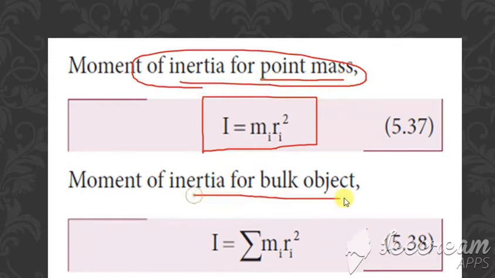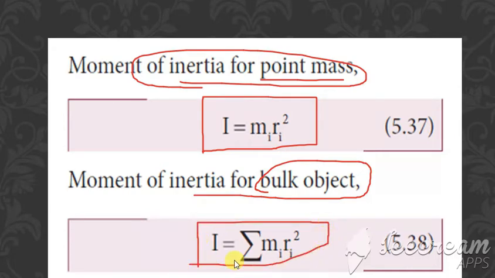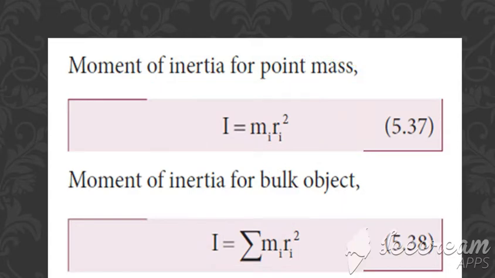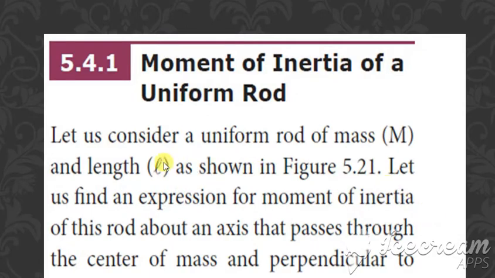Next, when you are having a bulk object, this can be written as I is equal to summation of mi into ri square. This formula is very important. We have to know this. I is equal to summation of mi into ri square. So this is moment of inertia. Clear?